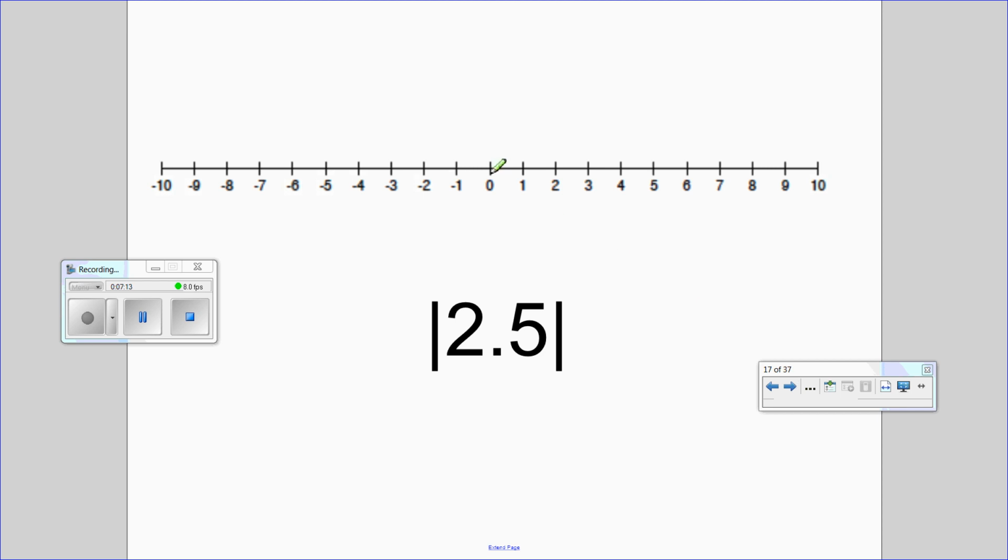2.5. How many units is this from 0? 1 unit, 2 units, and a half. We are 2.5 units from 0. Do you notice something similar about all these? Have you noticed distance is always positive?